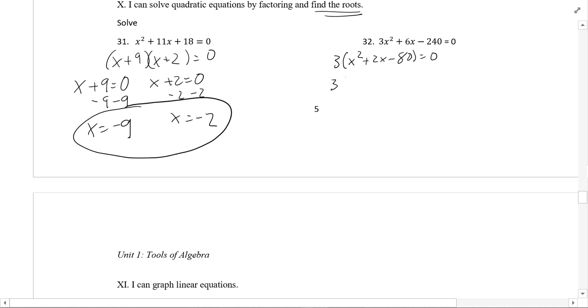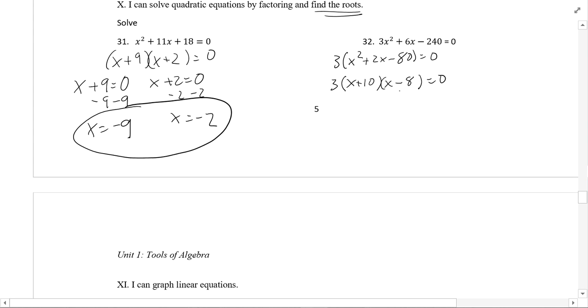So then I'm going to bring down the 3. I'm going to bring down my 2 parentheses equals 0. I know there's an x and an x. And I'm saying, what are the factors of negative 80 that add to 2? So it multiplies to a negative 80 and it adds to 2. So I'm going to get a positive 10 and a negative 8. Those would add to a positive 2 and multiply to a negative 80.